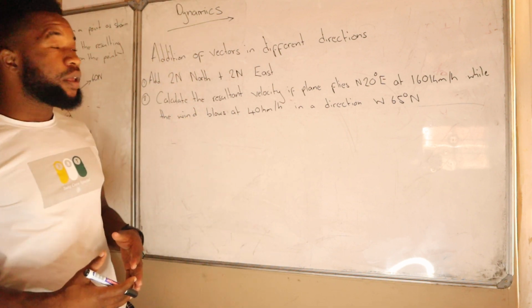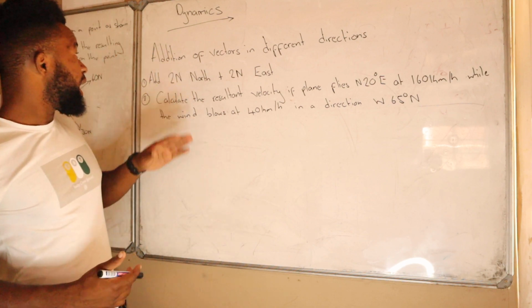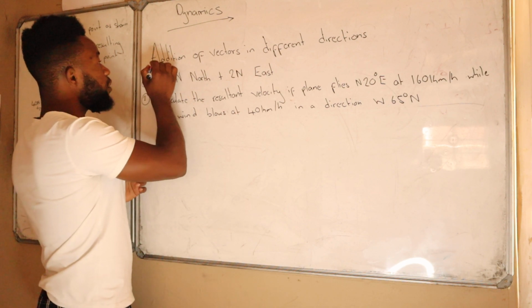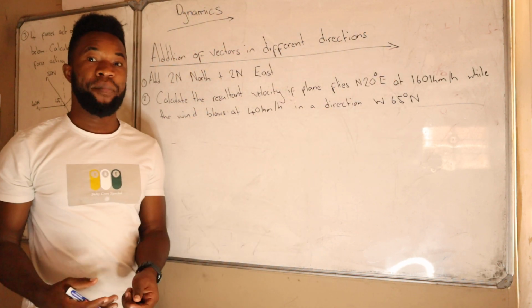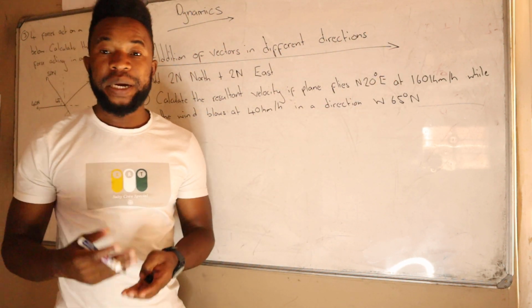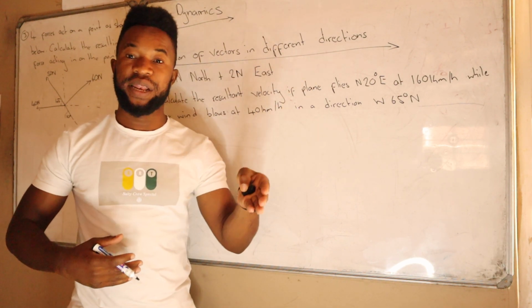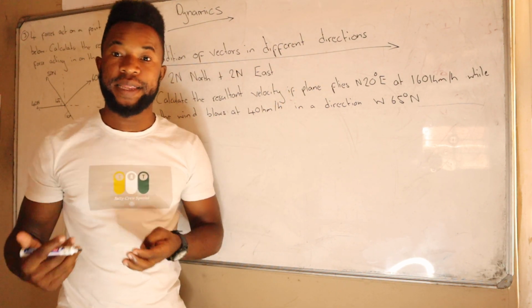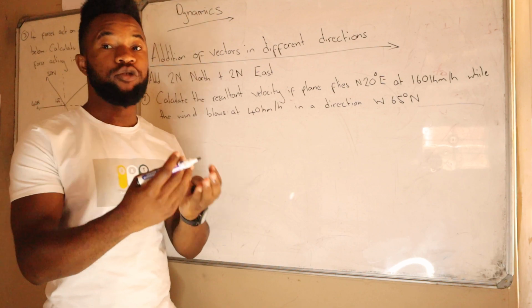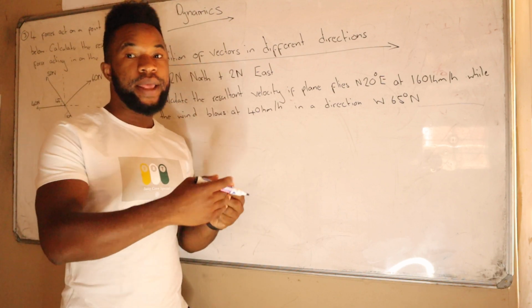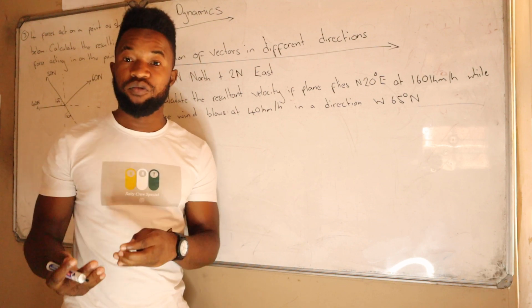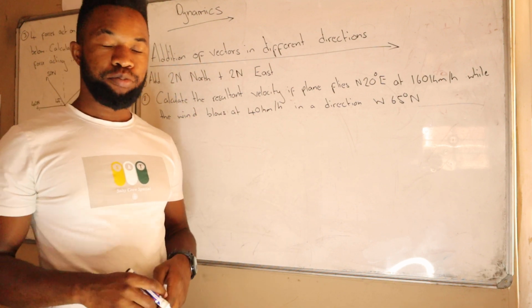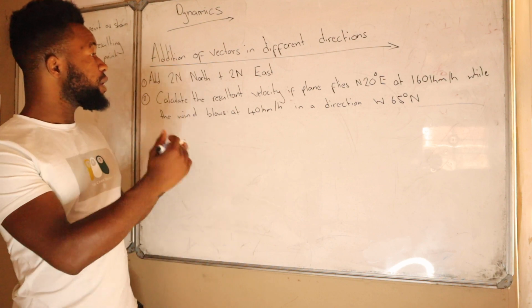So basically today is just a continuation of dynamics, and today I want to deal with the addition of vectors in a different direction. This is whereby you are given certain vectors, but they are no longer in a straight line, they are now given in a different direction. I'm going to show you how you can calculate or get your resultant when you are given vectors which are in different directions. So let's start with number one.